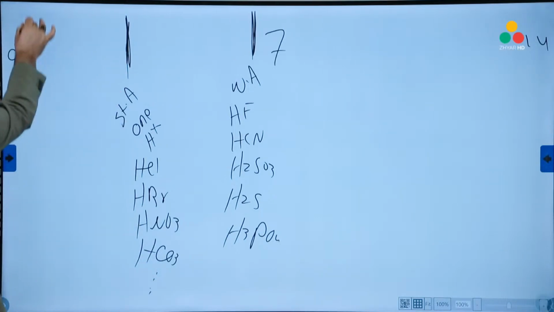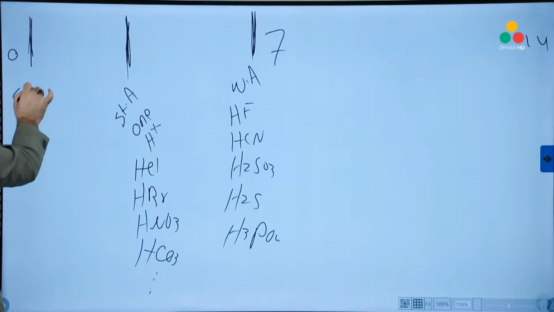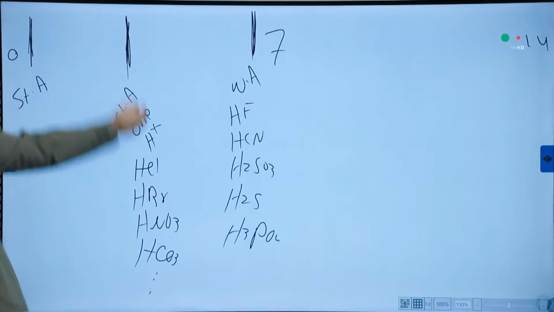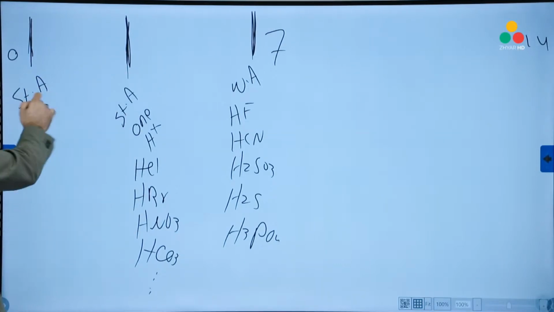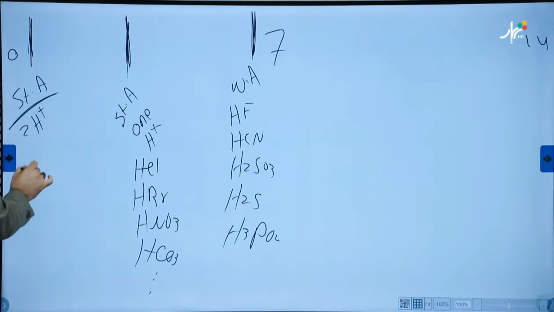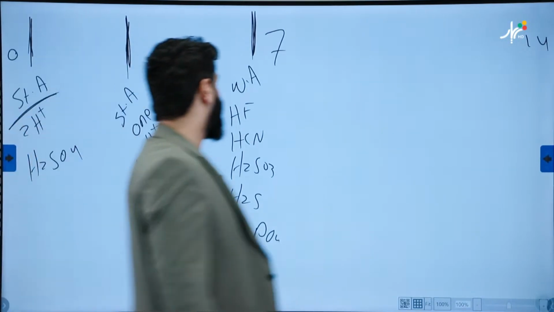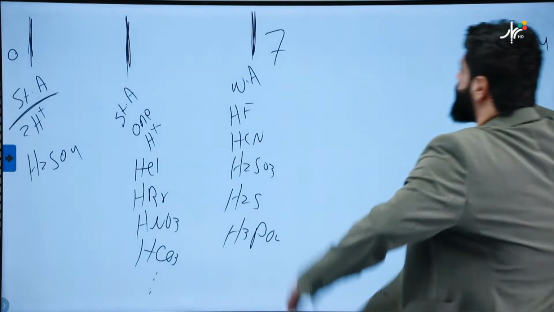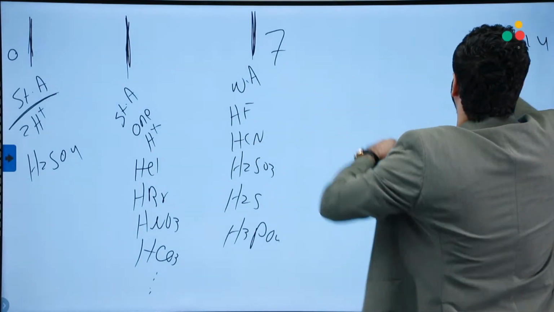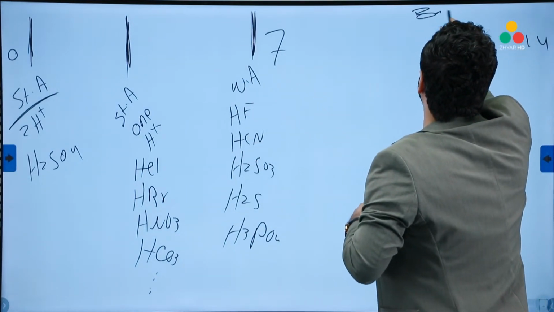How about here? It's for the strong acids again, but this one is for the diprotic strong acid. Example, H2SO4. Now it's time for here, between 7 and 14. This is for the bases.